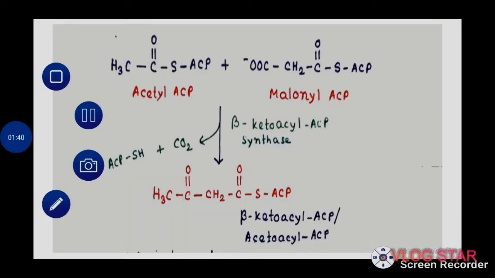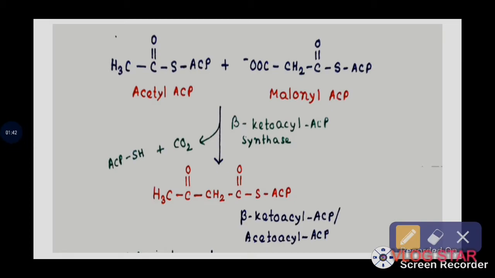Okay, let's go forward. Here in this slide, I have written acetyl ACP, and here we have malonyl ACP. These two compounds are combined by the synthase enzyme. We know very well what synthase enzyme means. Those enzymes which combine two compounds and form a new one, but no ATP involvement is there. So it is synthase, not synthetase.